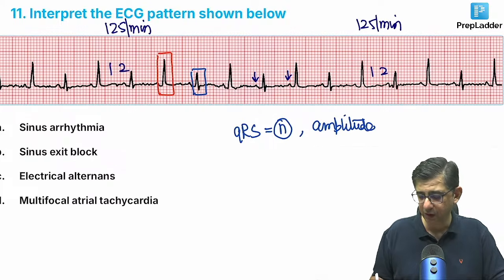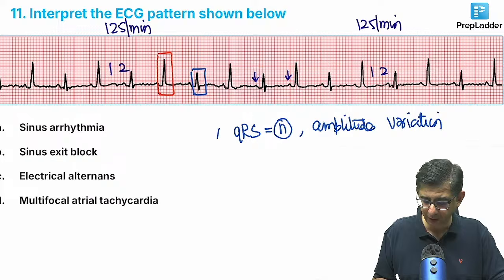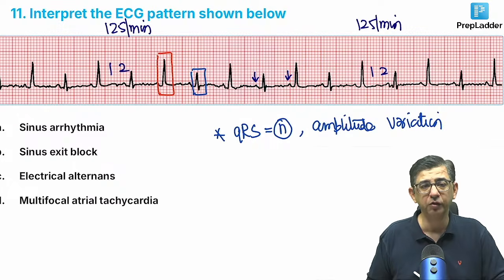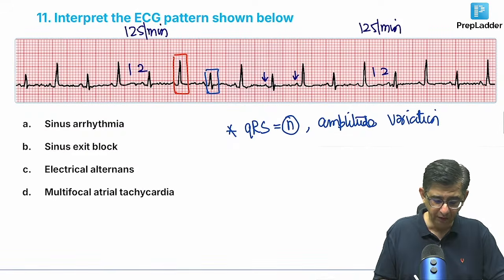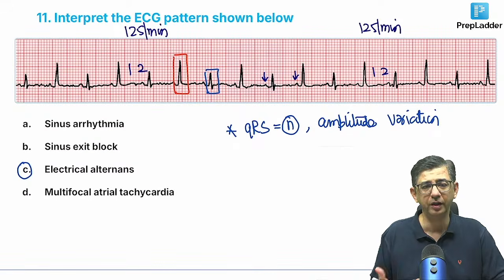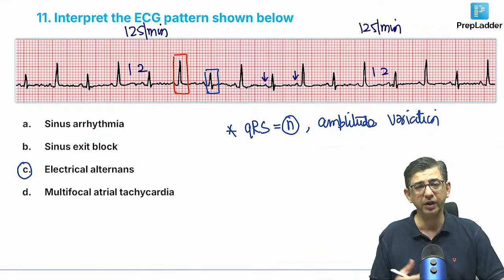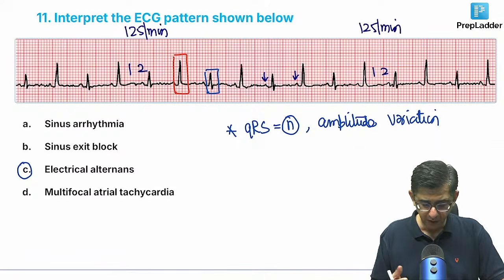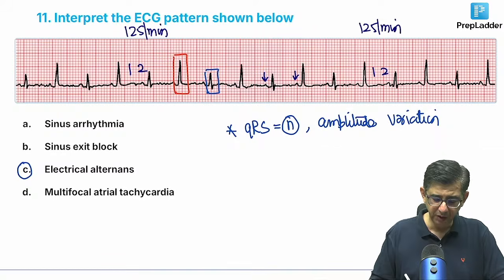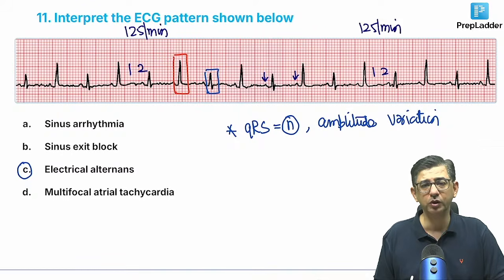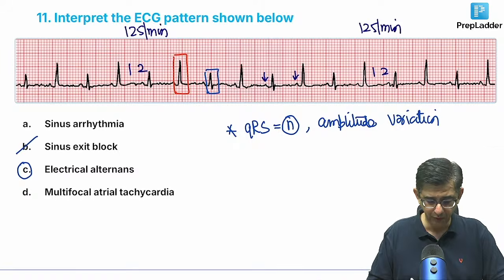तो क्योंकि मैंने बोला कि क्यूआरएस का साइज, जो क्यूआरएस की ड्यूरेशन है वो नॉर्मल है और एम्पलीट्यूड जो है वो वेरिएबल है, तो देयरफॉर वी विल से दैट वी आर डीलिंग विद द केस ऑफ इलेक्ट्रिकल ऑल्टरनेंस दैट वुड बी सीन इन लाइक अ पेरिकार्डियल एफ्यूजन एज पीपल कमेंटेड. And yep, I mean the main aspect that you need to remember is अगर ये साइनस एग्जिट ब्लॉक होता तो ब्राडिकार्डिया प्रेजेंट होता तो बी तो बाहर हो जाता है.